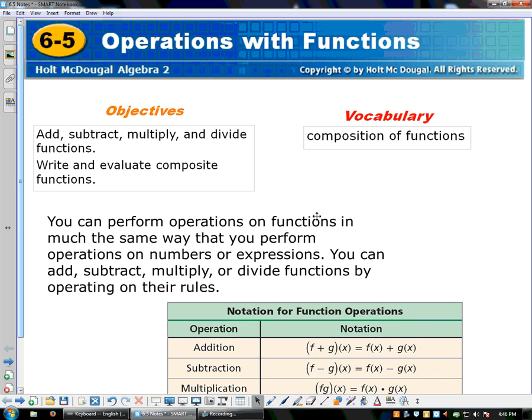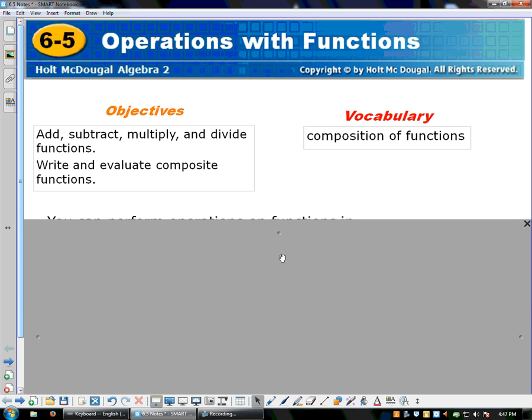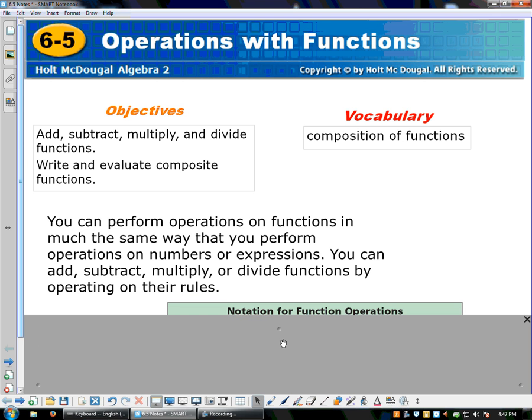And we're looking at section 6.5, operations with functions, and your objectives today are to add, subtract, multiply, and divide functions, and to be able to write and evaluate composite functions. And the new vocabulary for this section is composition of the functions.